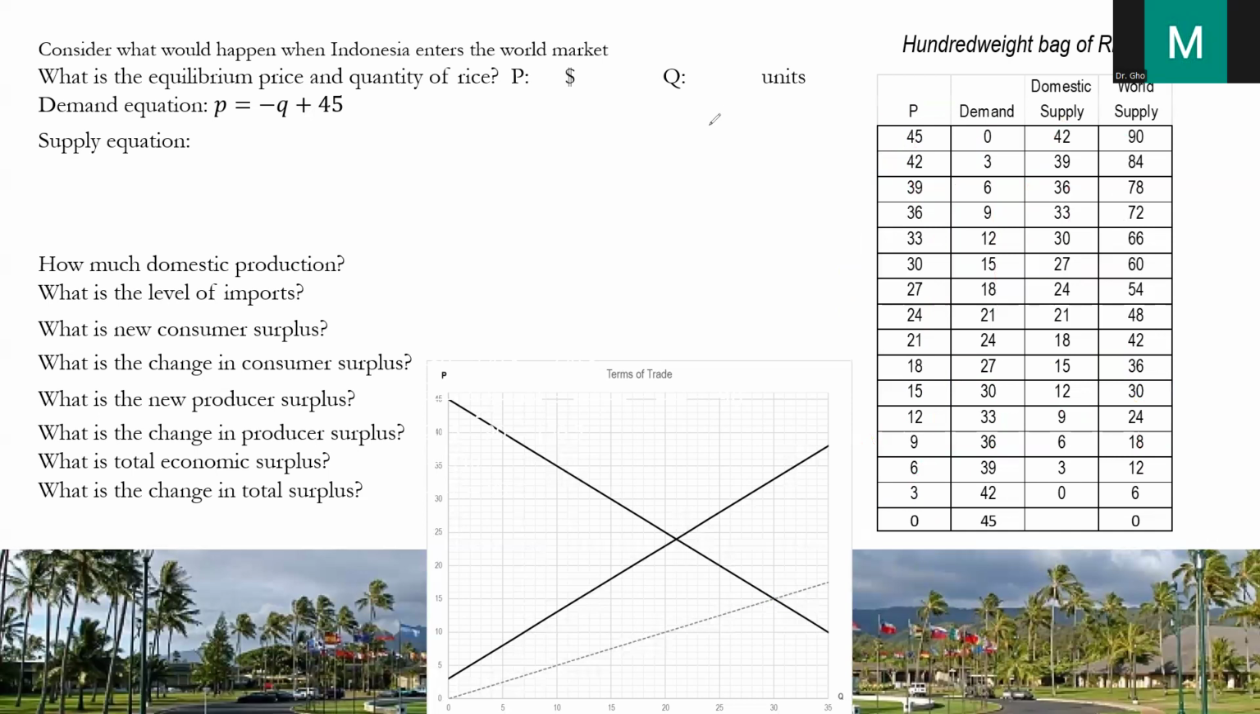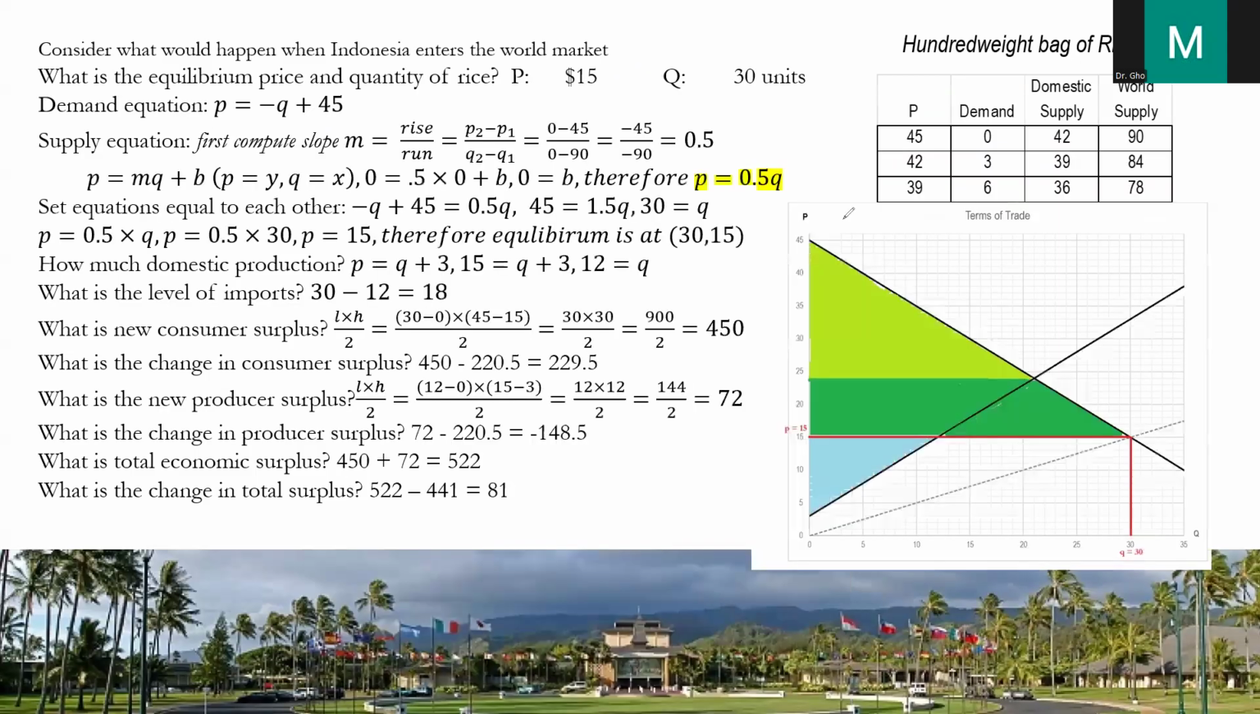But where were we at? We were looking at 30 units and 15. So I'm going to put 30 right there and 15. We already had the demand equation from before, but rather than recompute that, let's figure out this new supply equation. We'll do the same thing like we did before. We'll look at the rise over run, and that gives us a slope of 0.5.